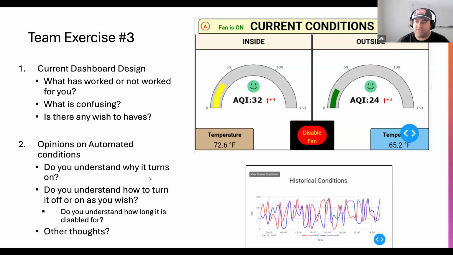The thing I like about the disable fan button is the fact that it is right there. It's really easy to find. So if someone does want to, like me, disable it for a period of time, it wasn't hard to find that function to do it. It's right there. It's like, boom, disable. Are you sure? Yes, I'm sure.